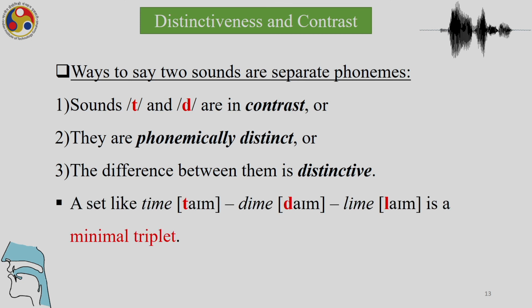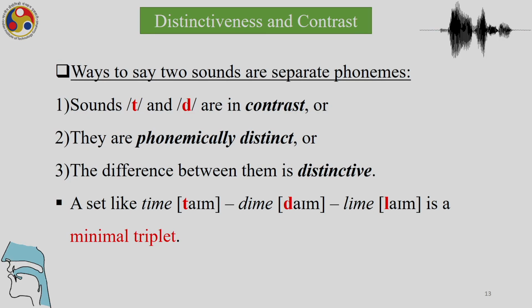We can also extend our sets of minimal pairs, and from pairs we can also get triplets or quadruplets. So, we have time, dime, and here we can see lime, and we can say mime or others. We can create these sets which are distinctive with regard to only one phoneme. So, t, d, l are distinct phonemes.